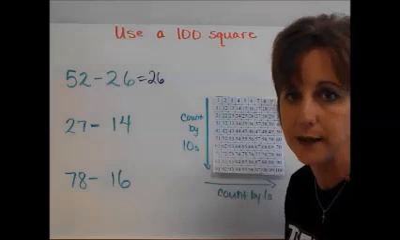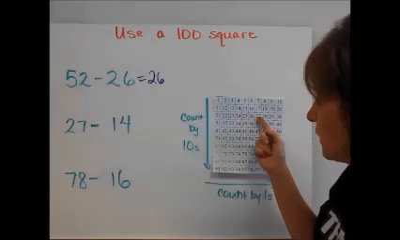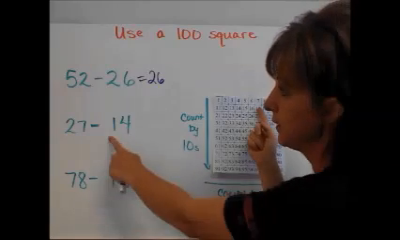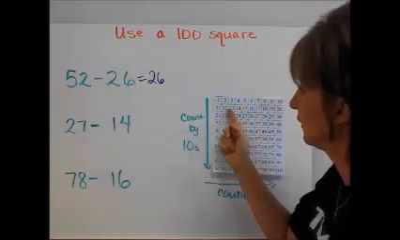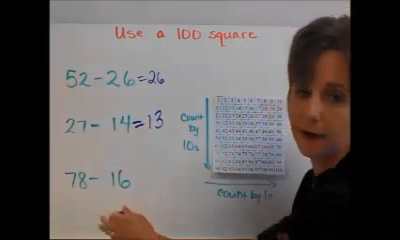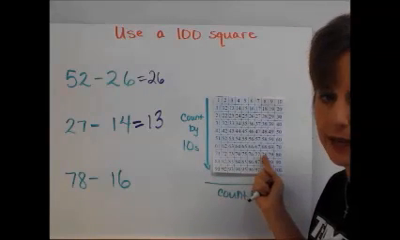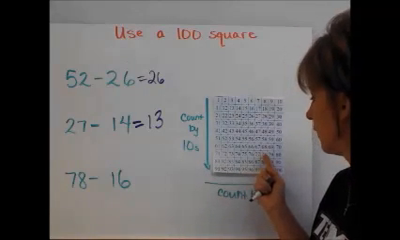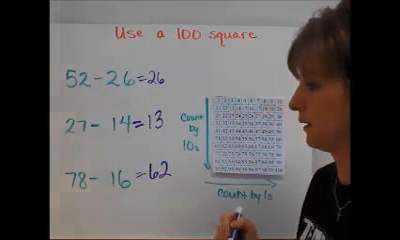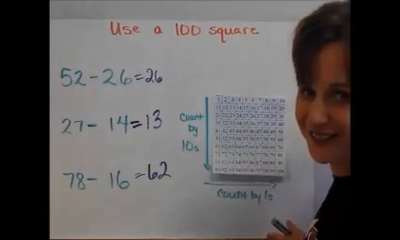So let's look at 27 minus 14. Start at 27 and subtract 14. Up, because there's 1, 10, and over 4. So the answer is 13. And then finally, 78 minus 16. We're going to start at 78, go up 1, and over 6. And the answer is 62. The 100 square strategy.